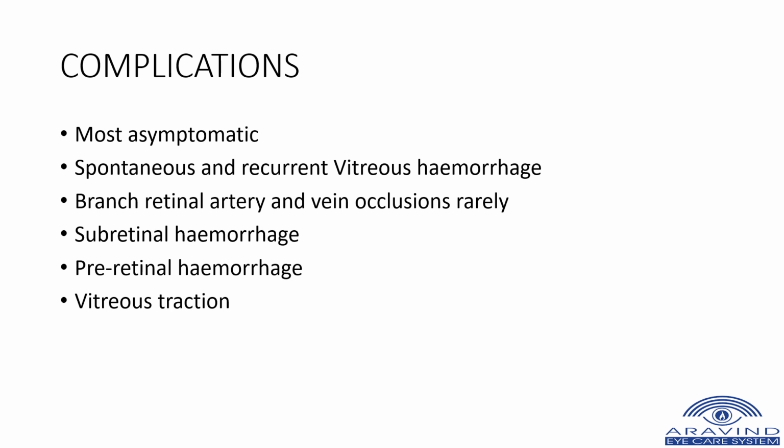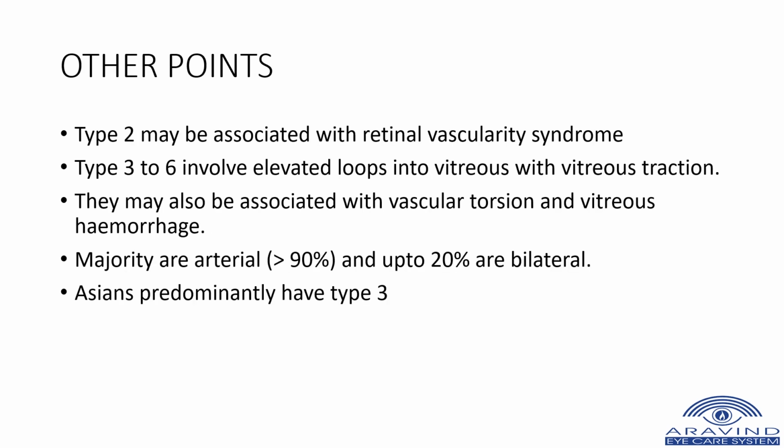Points to remember in this condition are: Type 2 may be associated with retinal vascular syndrome. Types 3 to 6 involve elevated loops into the vitreous with some amount of vitreous traction. They may also be associated with vascular torsion and vitreous hemorrhage. The majority are arterial, up to 90%, and up to 20% are bilateral. Asians predominantly have type 3.